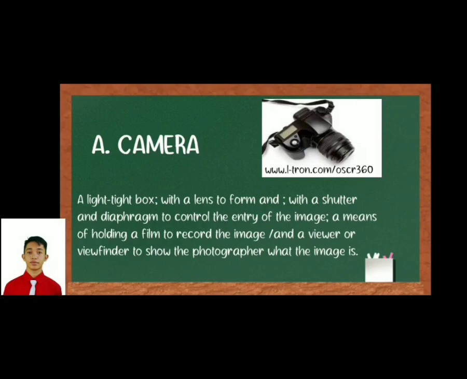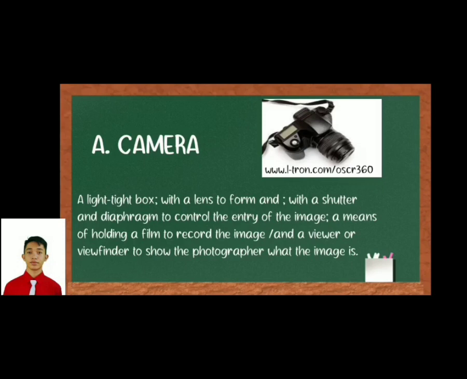There are five fundamental components of a camera. The first one is the light tight box. This refers to the body of the camera, which is designed to prevent unwanted light from entering the camera and affecting the image. Next is the lens to form an image. The lens gathers and focuses light into the camera sensor or film, creating a clear and focused image. The next one is the shutter and diaphragm to control the image entry. The shutter controls the duration of exposure, while the diaphragm regulates the amount of light entering the camera, affecting the depth of field and exposure.